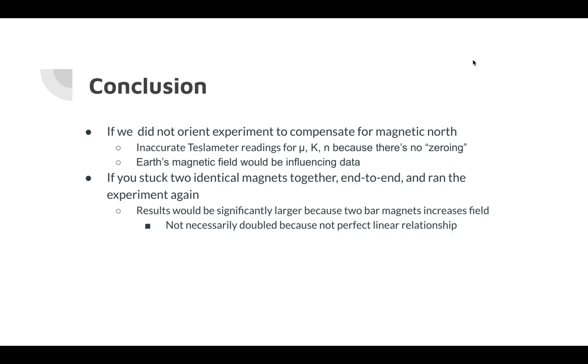In conclusion, if we didn't orient depending on magnetic north, there would be inaccurate readings for the Tesla meter just because you're not zeroing it and Earth's magnetic field would be influencing it. And if you stuck two identical bar magnets together and ran it again, the results would be a lot higher just because the two bar magnets are increasing the field, but it's not necessarily double because it's not exactly linear.